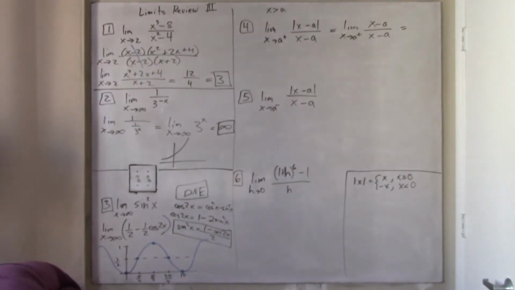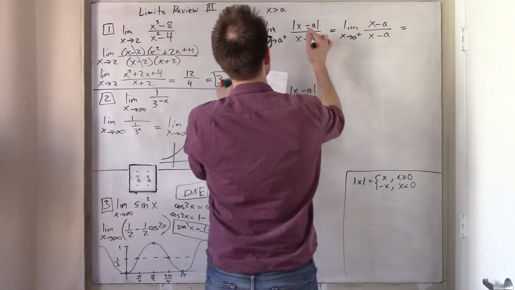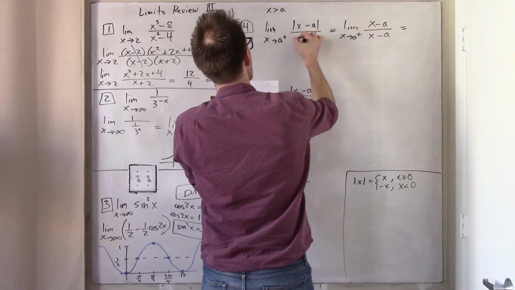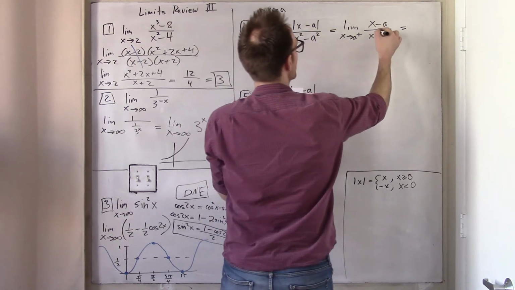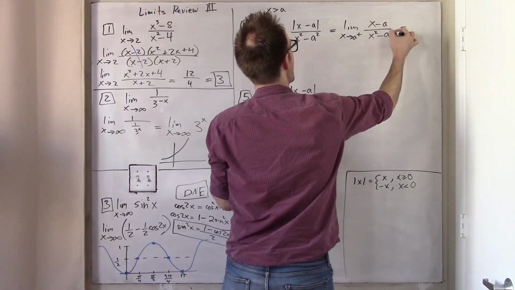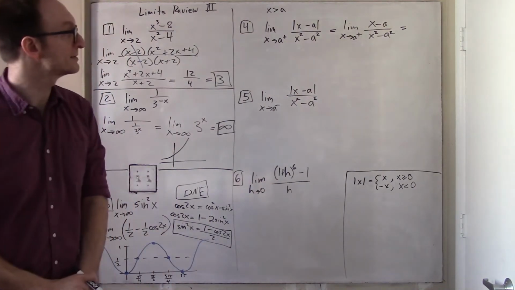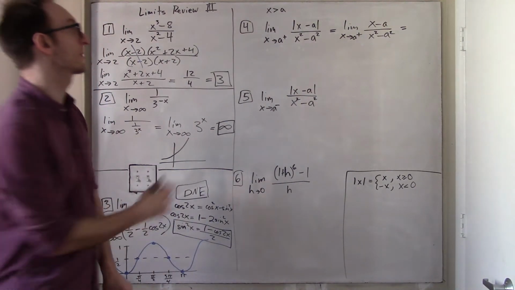And therefore, the answer to this problem is 1. Hold on, did I copy this problem down wrong? I totally copied this problem down wrong. I remembered the answer being something else. So, sorry, it was x squared minus a squared in the denominator. Nothing I said so far is wrong. But anyway, that's where we are.